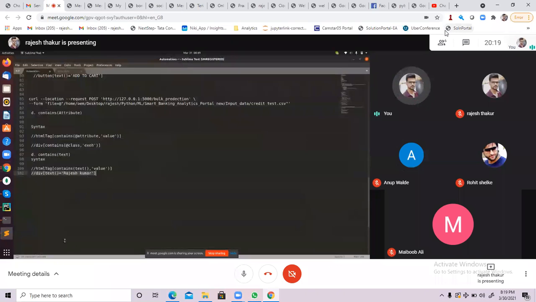So what is the syntax for the contains function? It is the same: double forward slash div, contains function, and here we can write the text function, comma, value. You can take a partial part, even just Rajesh only, and it will work. Let's see whether it is going to work or not.